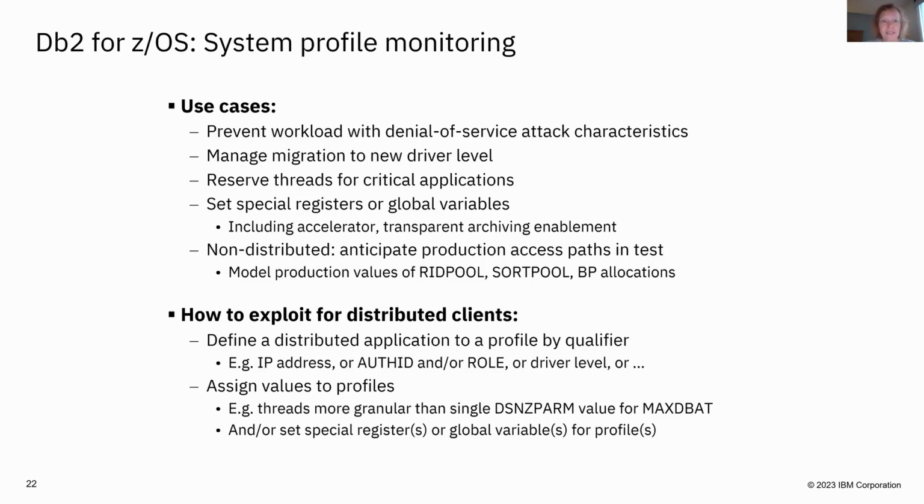Special register setting, so it's definitely used to route workload to the accelerator. You can set the global variable for transparent archiving, which I just discussed. And in version 13, we have the ability to influence timeout and deadlock behavior, who's the winner and who has to give, which was previously a decision of Db2.